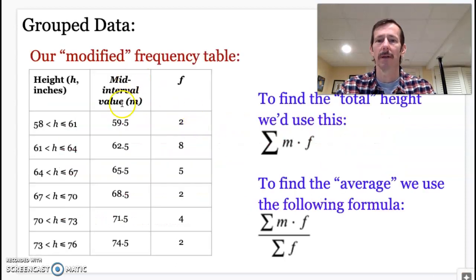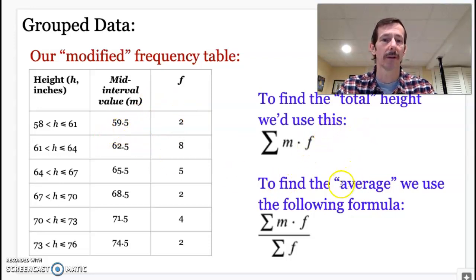I've now included a column for the mid-interval height right here, and again the frequency. If I wanted, for some reason, to calculate the total height of the entire class, I would take this 59.5 times 2, this 62.5 times 8, and this 65.5 times 5. And again, don't forget this summation just means I add those all up. So I would add all of those values up, and that would give me the total height for the class. It would not be accurate because I'm using 59.5 for both of these people, and I actually know, because I saw the data, that neither one of them is 59.5 inches tall.